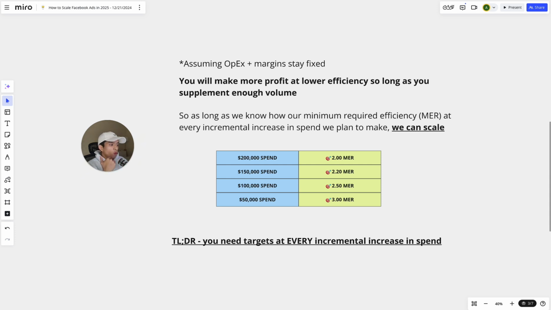Whatever your goals for the business are, ideally you're setting them against day one profit because that's the safest bet. So basically, you want to set targets. At 50K in spend, for this example, you want to hit a 3 MER. At 100K, I want to hit a 2.5. At 150, I want to set a 2.2. At 200, I want to set a 2.0.